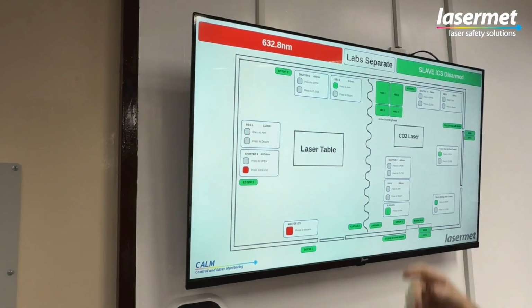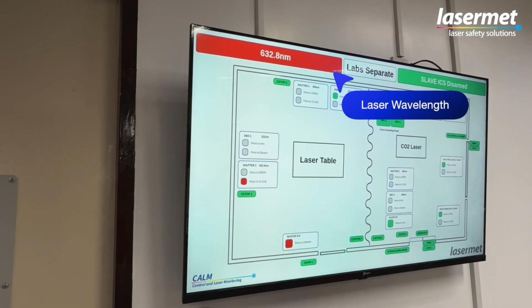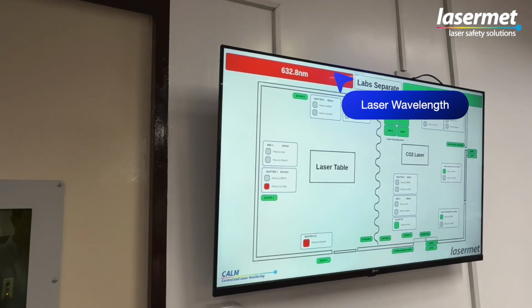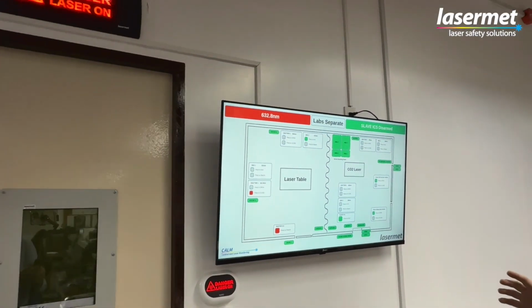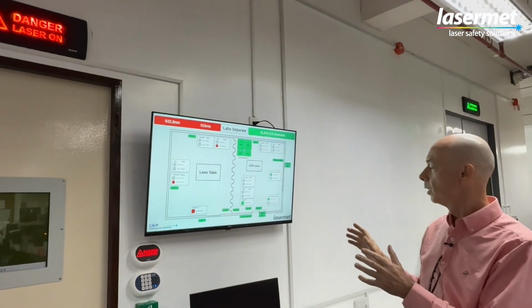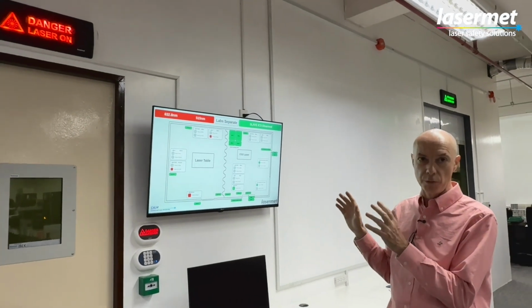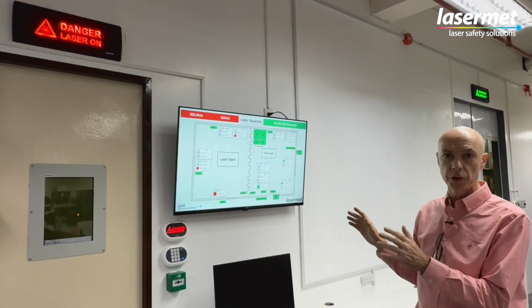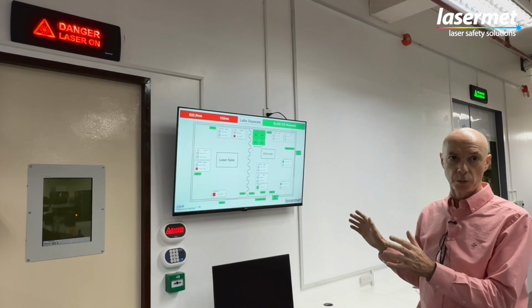So you could have that information displayed on the screen inside the lab, so the users inside the lab know what eyewear they need to put on. But also displayed outside the lab. So if somebody's coming into the lab, authorized users coming into the lab, they know before they get in what protective eyewear to put on.